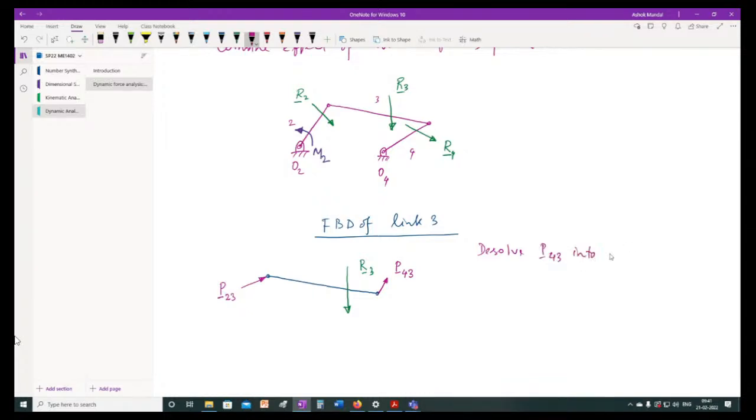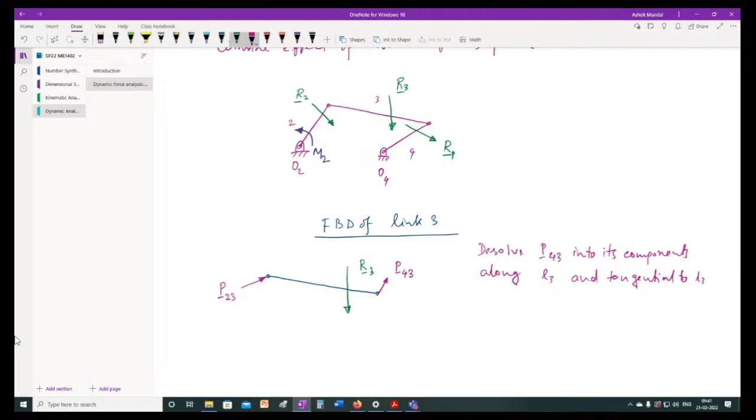into its components along link 3 and tangential to it, to link 3. L3, just I'm writing L3 for link 3.